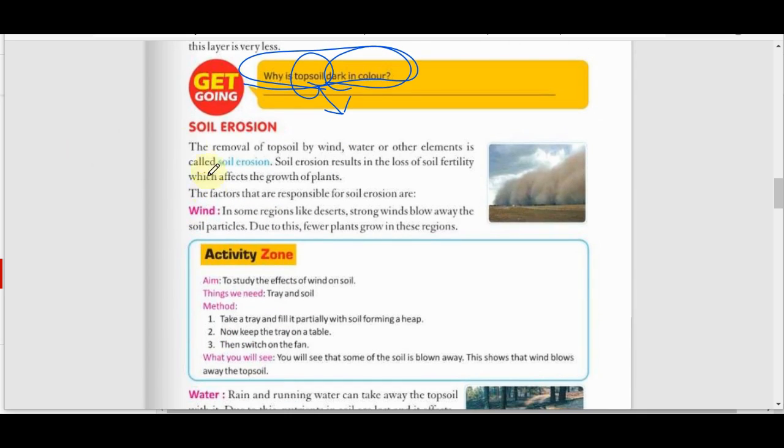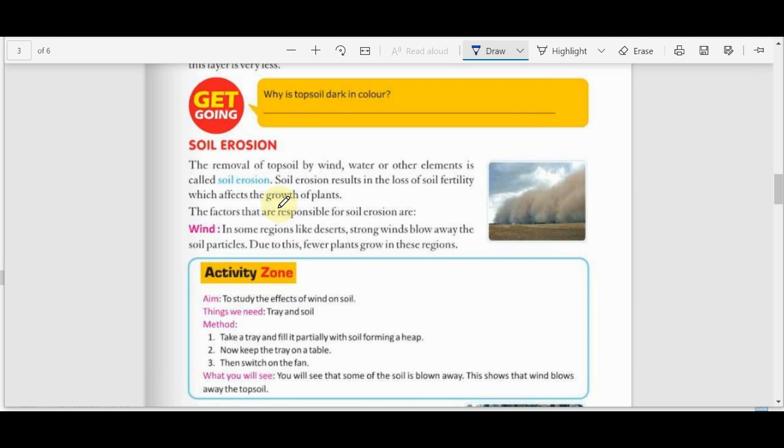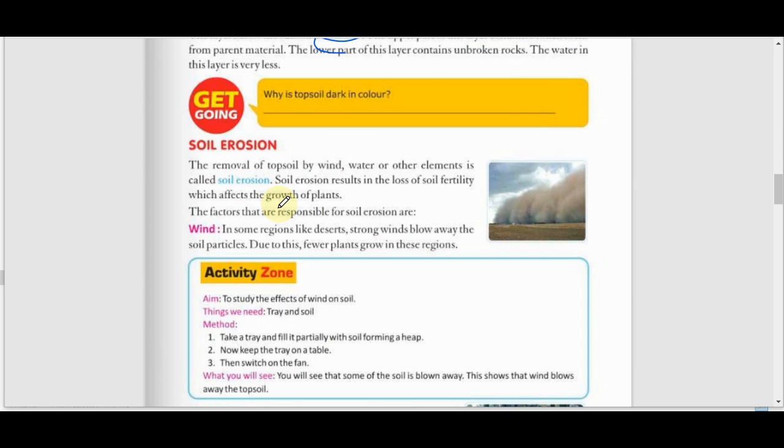Now we will discuss soil erosion. Erosion means removal of the topsoil. Okay, topsoil, how can it be removed? It can be removed by wind, water and some other elements. These are the factors of the removal of the topsoil. That is known as soil erosion.